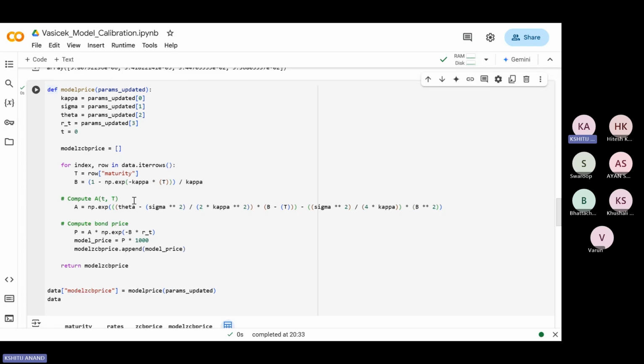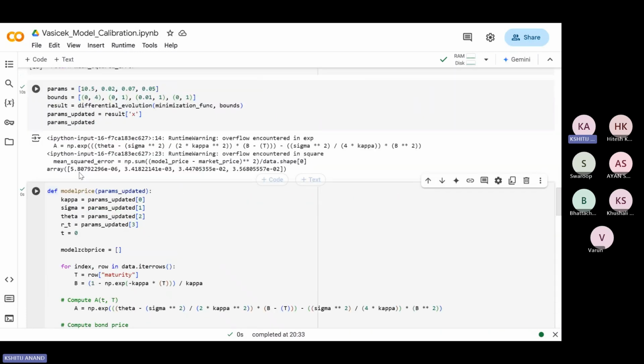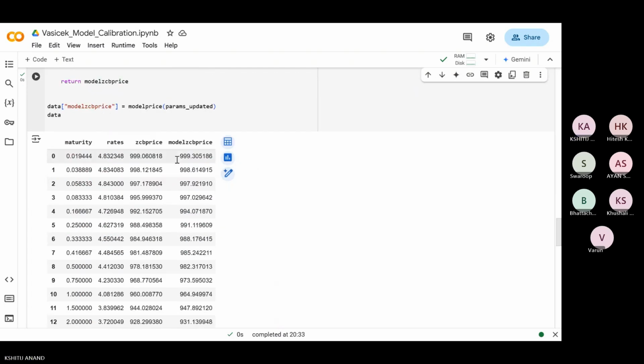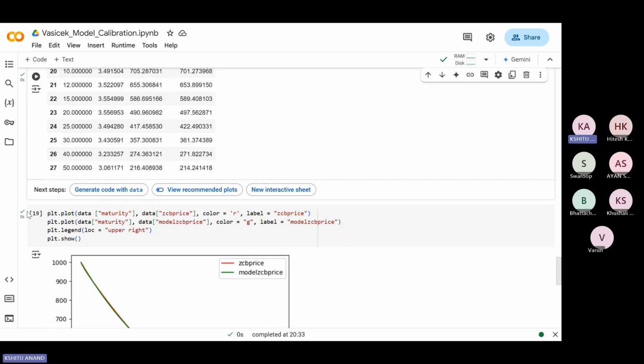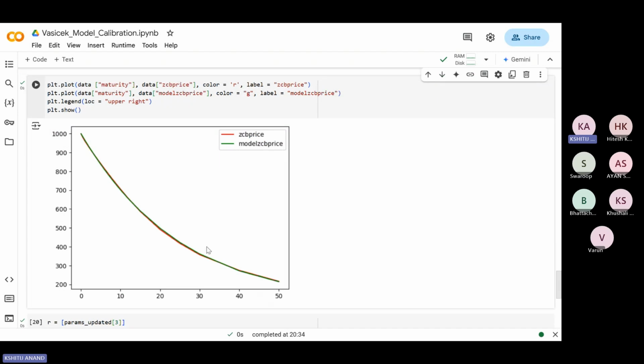If you see the data, this is the ZCB price according to the market, and this is the ZCB price according to the model. To find the ZCB price, it uses these parameter values: kappa, sigma, theta, and, sorry, not rho, r naught. Now if you plot this data, what you see is that they are almost exactly coinciding.